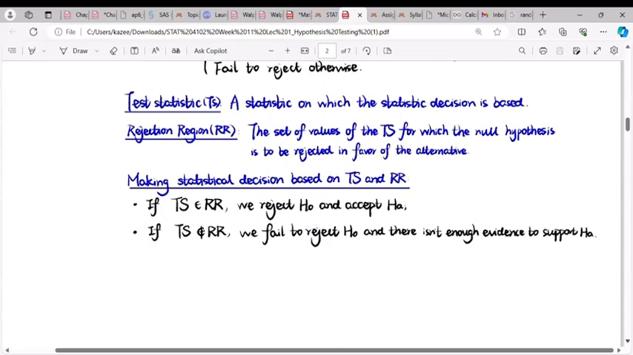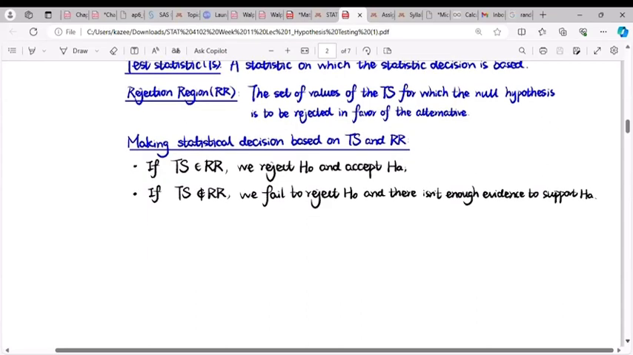Okay, and because of that, in making a statistical decision now, can you give me one second?